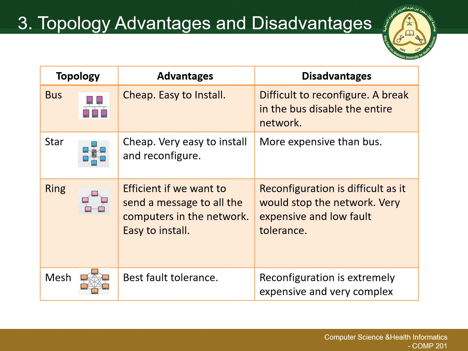Mesh topology, the main advantage of it is the best fault tolerance, because we always have a path to send the message through. Disadvantages: with bus topology, it is difficult to reconfigure. A break in the bus disables the entire network, a single point of failure.